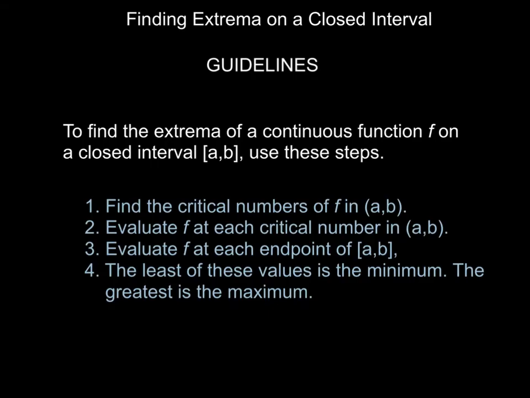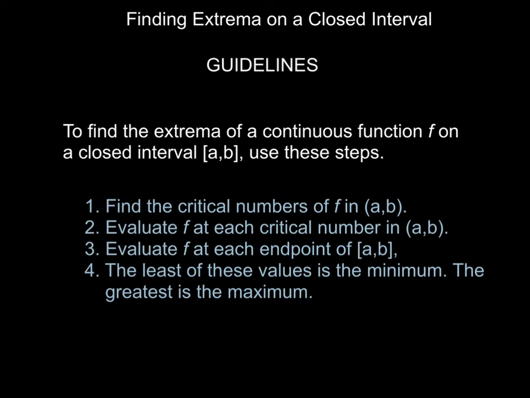So with all this information, we're now going to go through finding extrema on a closed interval. We know by the extreme value theorem that there is a global max and a global minimum on every closed interval, so what we have to do is find them. We have some guidelines. To find the extrema of a continuous function f on a closed interval from a to b, these are the steps we're going to use.